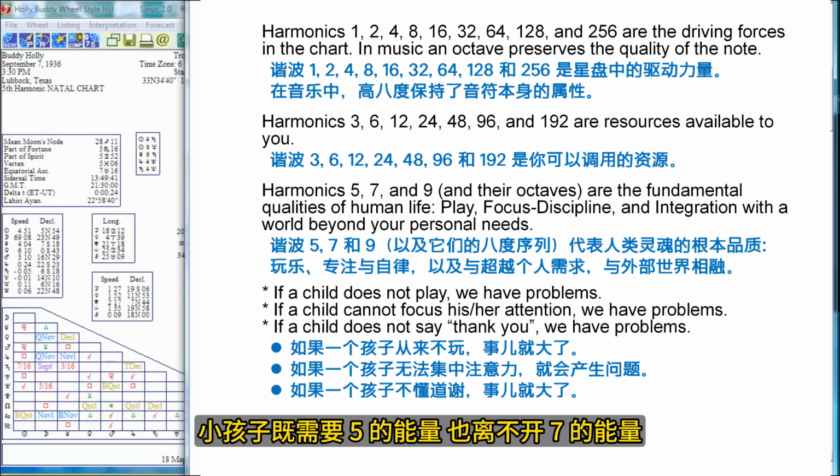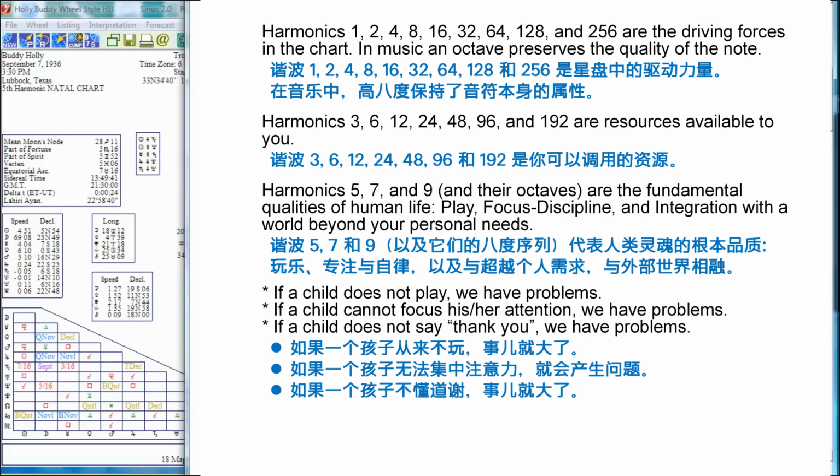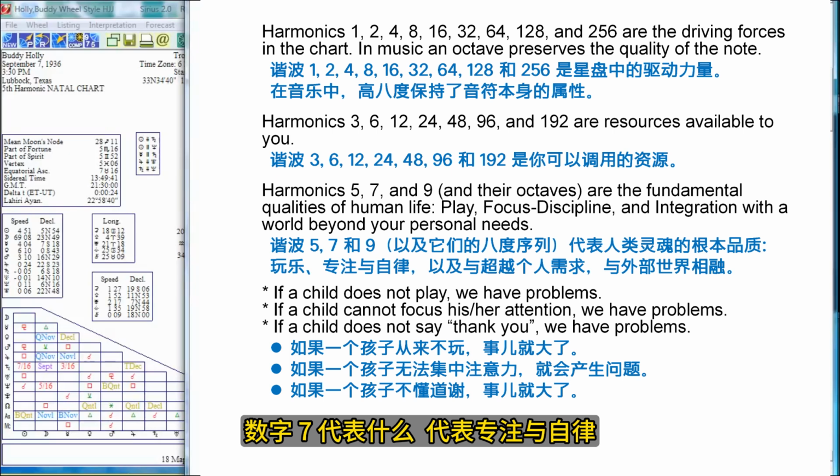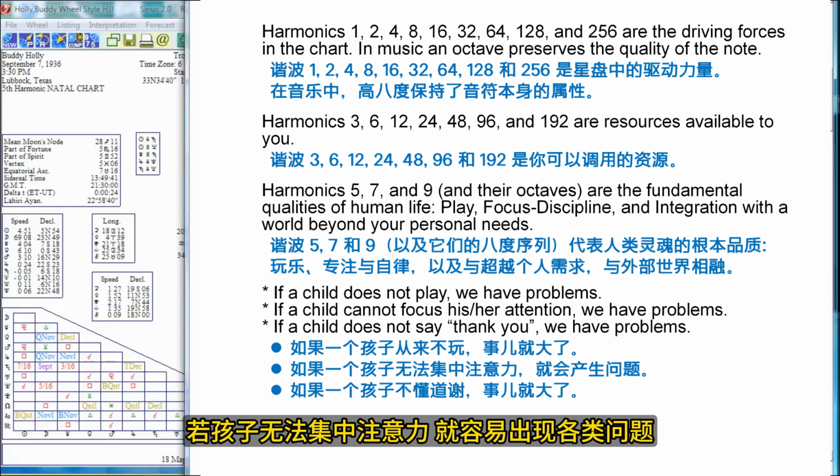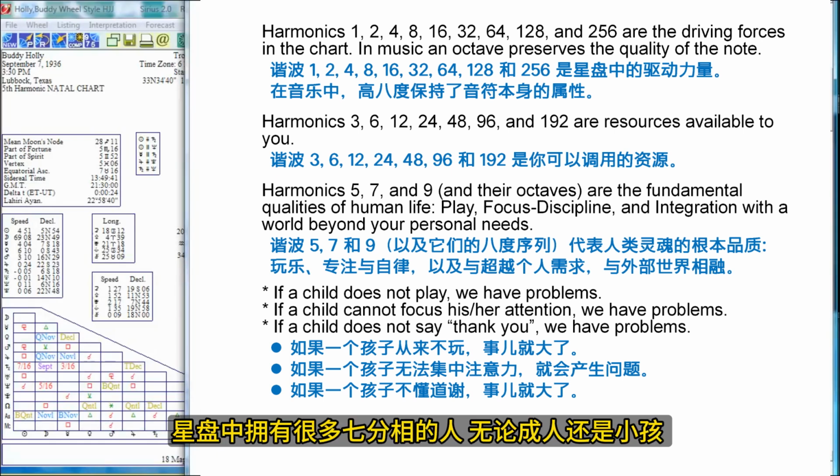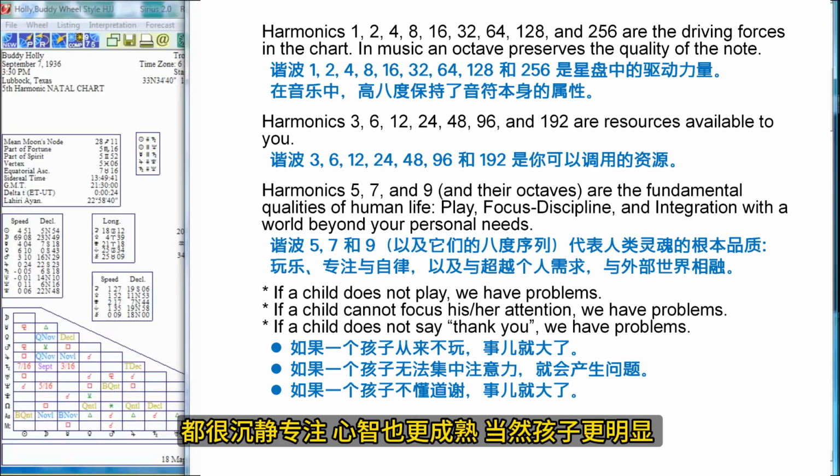Children should have 5. They should also have 7. What is 7? 7 is focus and discipline. It's concentration, getting quiet, getting still. And if a child can't focus his or her attention, we have problems. So the child with a lot of septiles, this is true for adults too, but somehow with children it's maybe a clearer image. When they have a lot of these 7th harmonic aspects, they're able to be quiet, focus, and be more mature.